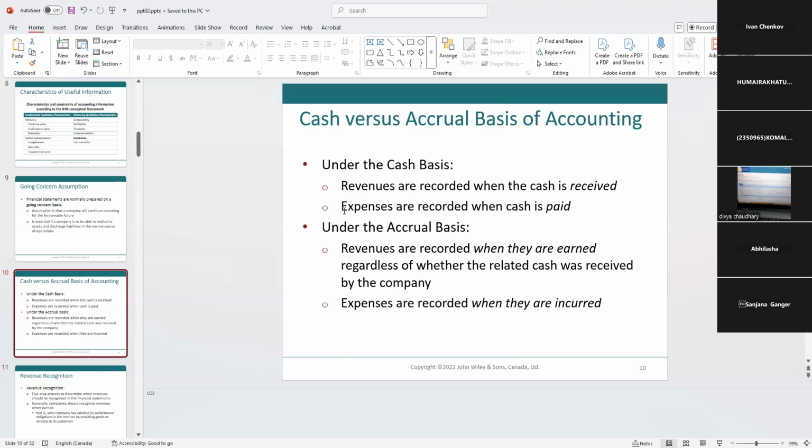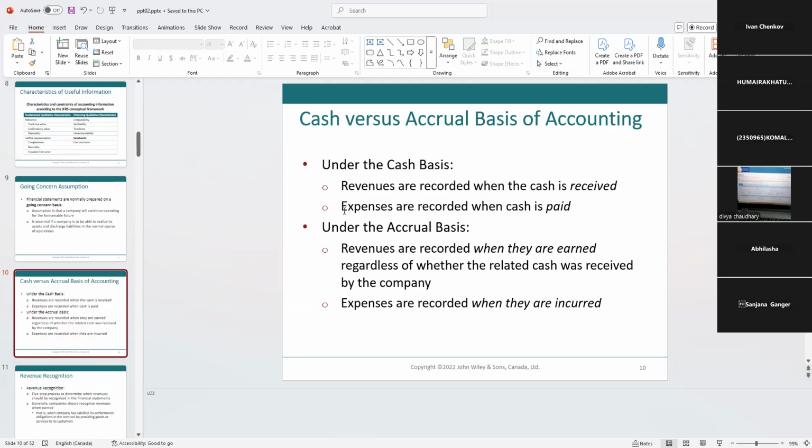Cash accounting is very interesting, and cash accounting is basically individual accounting. Every individual prepares their own accounting records on the cash basis. What does that mean? Every time you receive cash, you record the transaction, and every time you pay cash, you record the transaction.